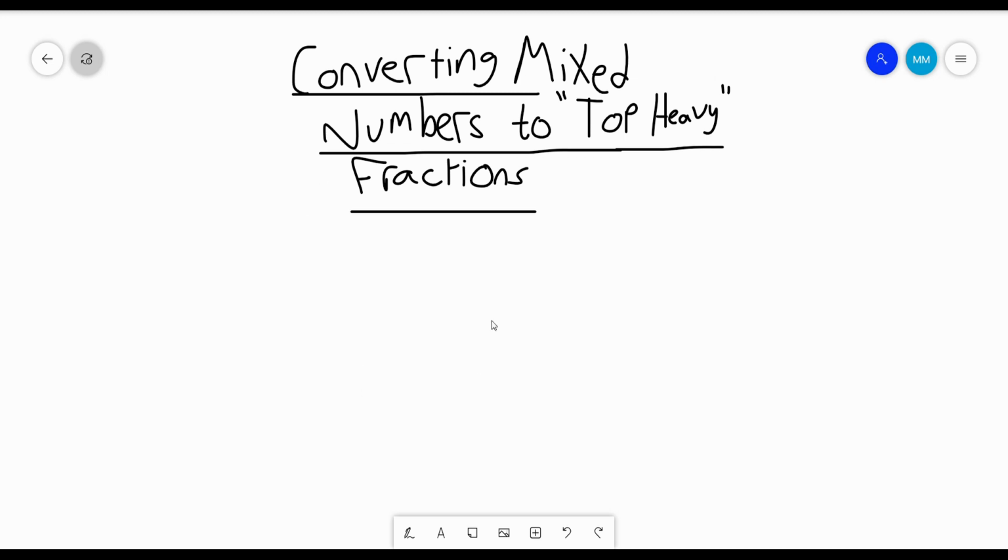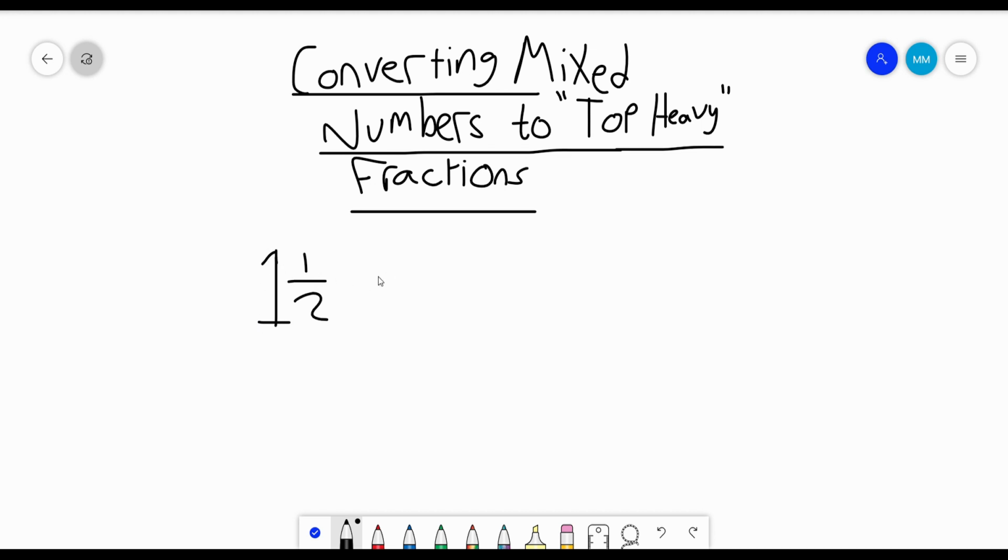Converting mixed numbers to top-heavy fractions. If you were looking at the subtracting fractions video, this was the other video that I mentioned that I'll do separately. I didn't want to confuse you too much. So a mixed number is something that looks like this. You've got a big number here, 1 and 1/2.